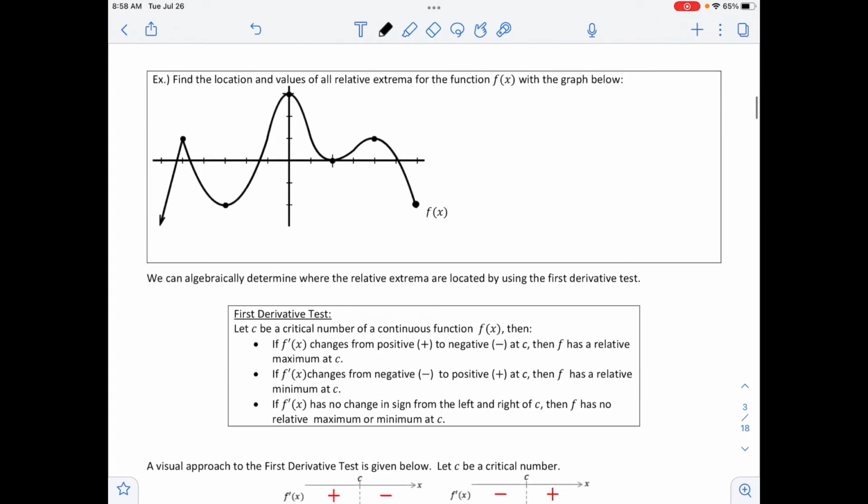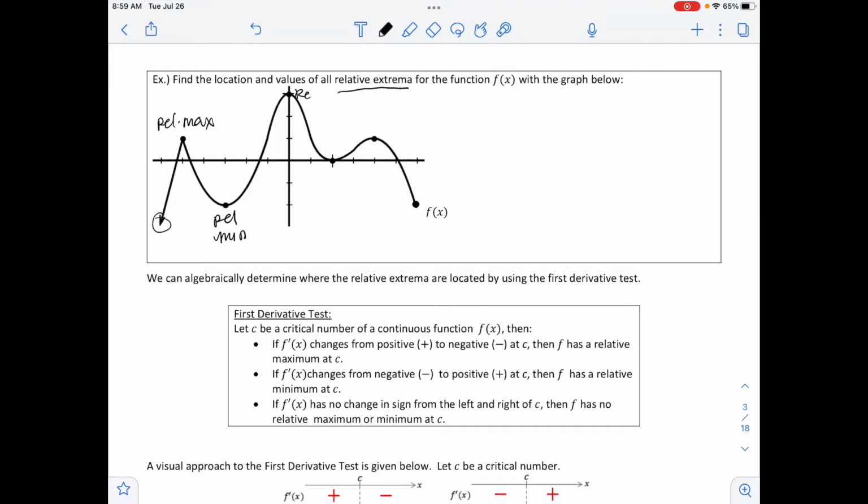So the example on the next page says find the location and the values of all relative extrema for the function f of x of the graph given below. So we want relative extremas. So that means all of those maximums and minimums. And so looking at our graph, you'll notice that my left endpoint goes on forever since I have an arrow tip there. And so there would be no relative max or min there. The next one that we have, since it's a top point, this would be our relative max. Then the next one, since it's a low point, this would be a relative min.